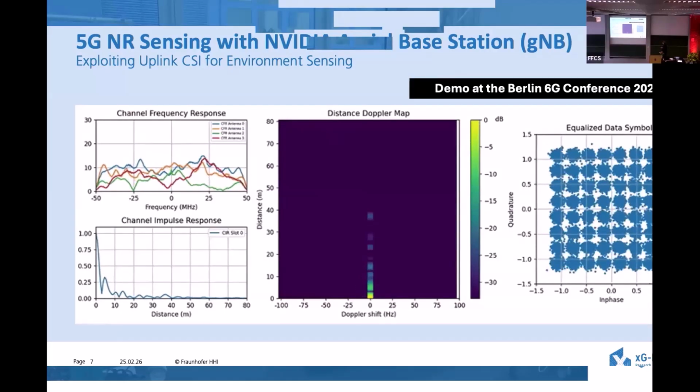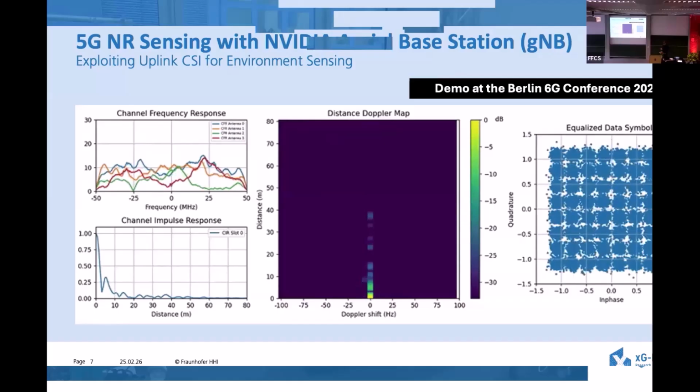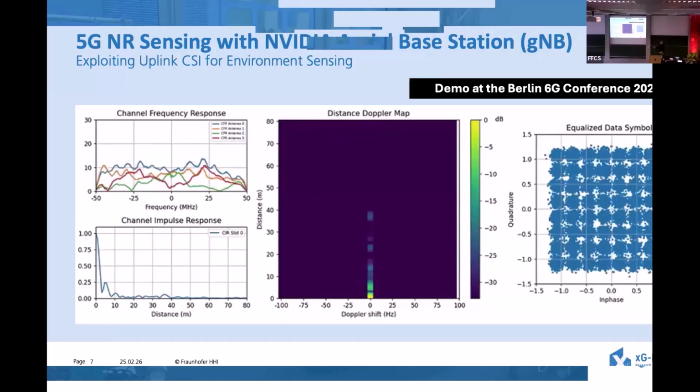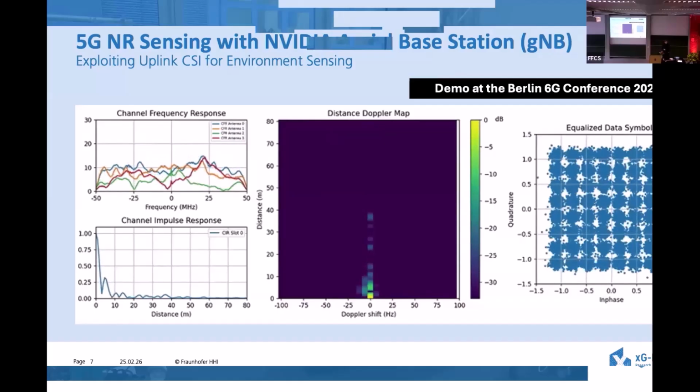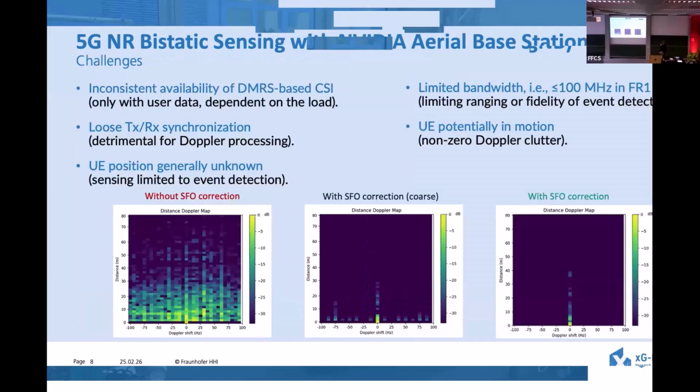So you can see, okay, the object is not moving. And then you can see here different multipaths. And this is just this 64 QAM constellation. So it's possible to do something. But, okay, I assume it's no surprise that you can do some kind of sensing, but there are some challenges. And this is, I think, an important slide here.